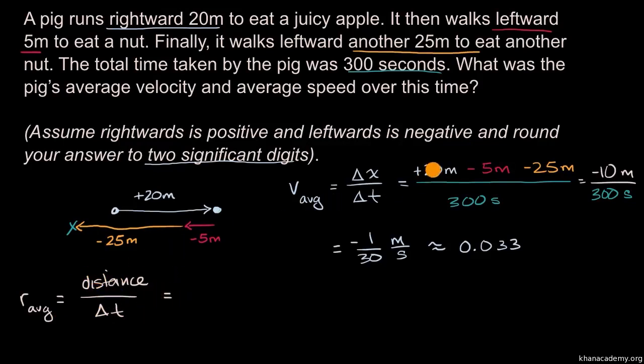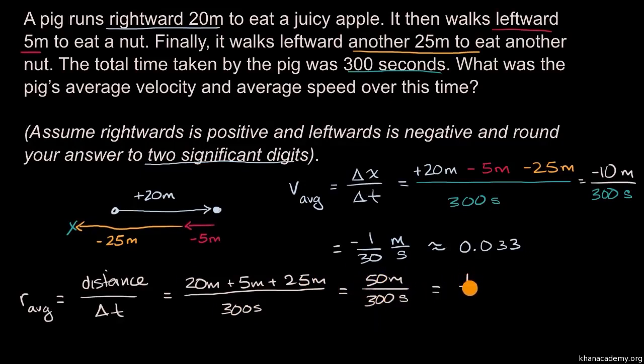So what's our distance traveled? Well, it's going to be the absolute value of each of these numbers. So it's going to be 20 meters plus 5 meters plus 25 meters. Notice there's a difference here. We're not subtracting the 5 and the 25. We're just adding all of that. We just care about the magnitudes. Divided by 300 seconds. And so this is going to be equal to 50 meters over 300 seconds, which is equal to 5 over 30, which is equal to 1 over 6 of a meter per second.